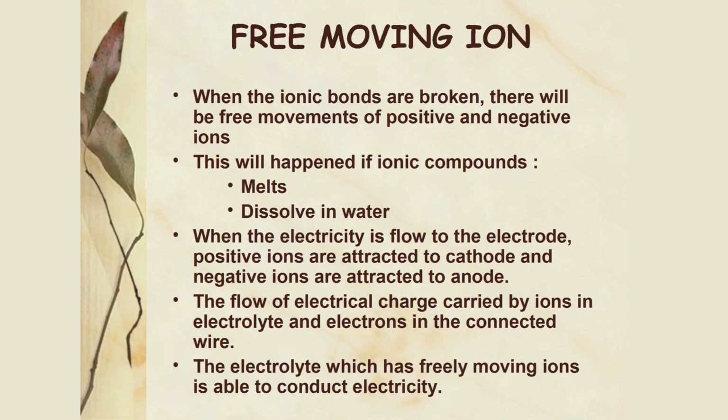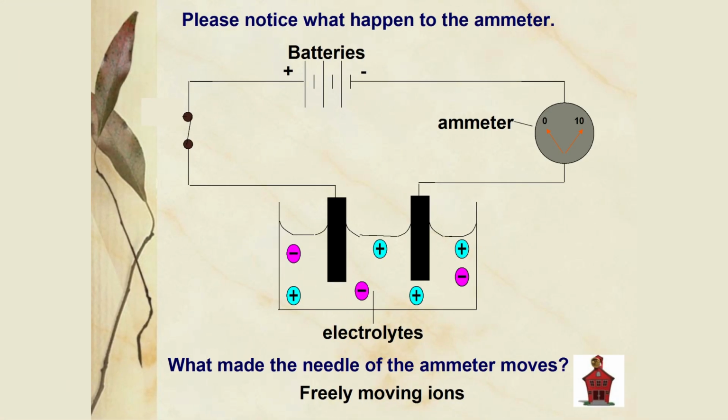Let's go back to that first diagram with the electrolytes. What made the needle of the ammeter move? It was the presence of freely moving ions in the solution that completed the circuit and allowed current to flow.